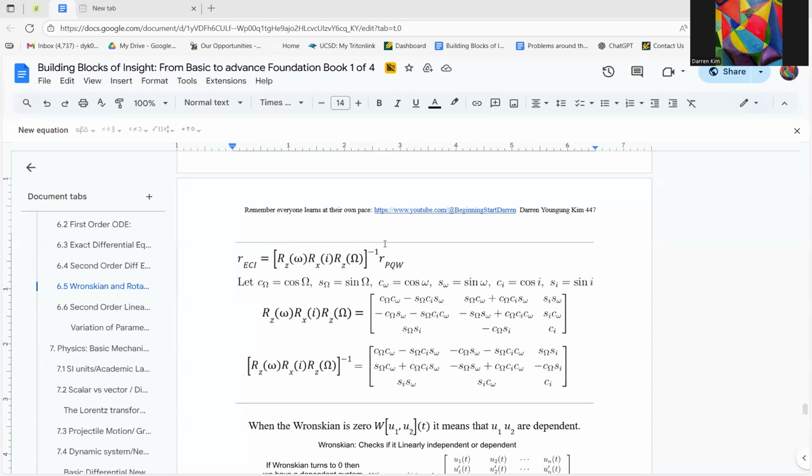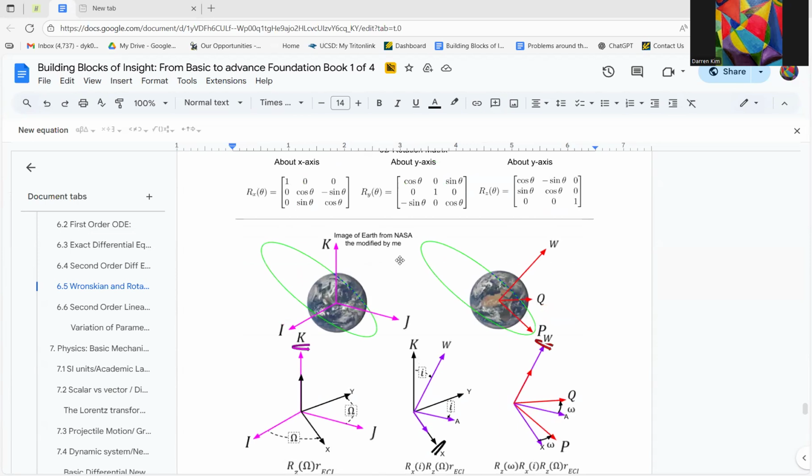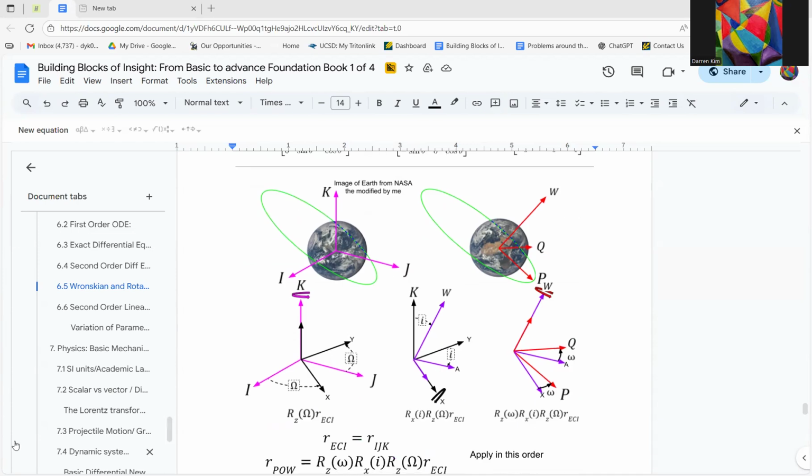Here's a real use of the rotation matrix. It's space mechanics, and obviously I got the images from NASA, then modified them like crazy. So yes, these Earth images are from NASA. What I'm doing is a movement from one coordinate transformation to another.